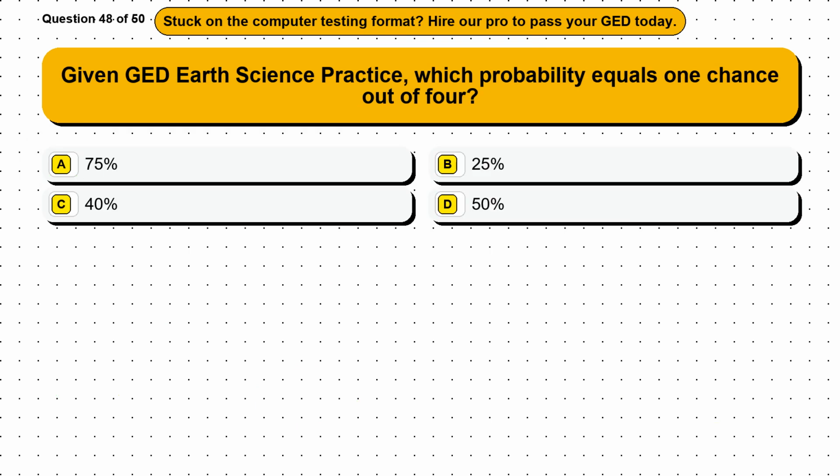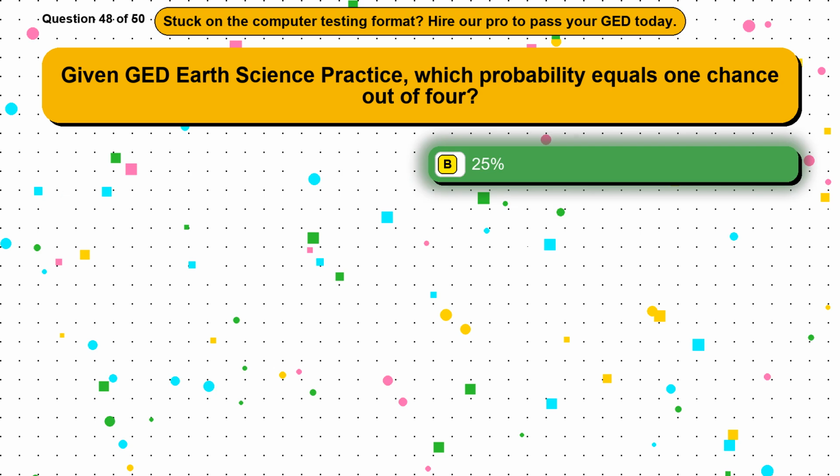Question 48. Given GED Earth Science Practice, which probability equals 1 chance out of 4? Option A 75%. Option B 25%. Option C 40%. Option D 50%. The correct answer is option B.